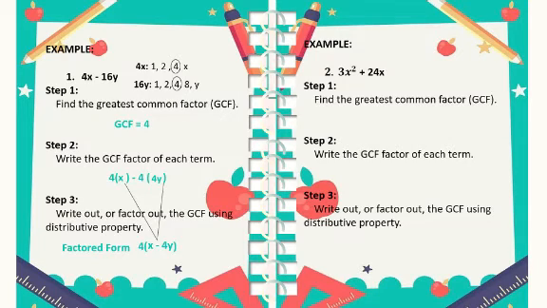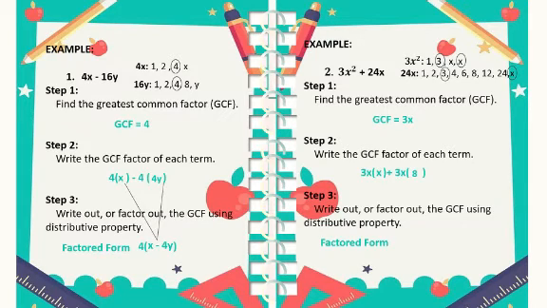Next, 3x squared plus 24x. First, find the GCF. Second, write the GCF factor of each term. Third, factor out the GCF using the distributive property. In 3x squared, the factors are 1, 3, x, and x. In 24x, we have 1, 2, 3, 4, 6, 8, 12, 24, and x. The greatest numerical value they have in common is 3, and the least degree of variable they share is x. So our GCF now is 3x. In step 2, 3x is the GCF. Let's find the factor whose product is 3x squared. We divide 3x squared by 3x, which is equal to x. Plus, copy the sign. 3x is the GCF. To get the factor of the last term, we divide 24x by 3x, and we have 8.